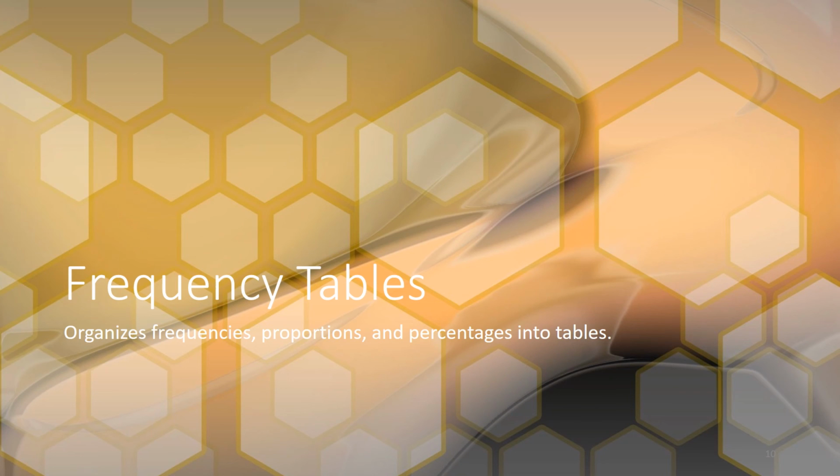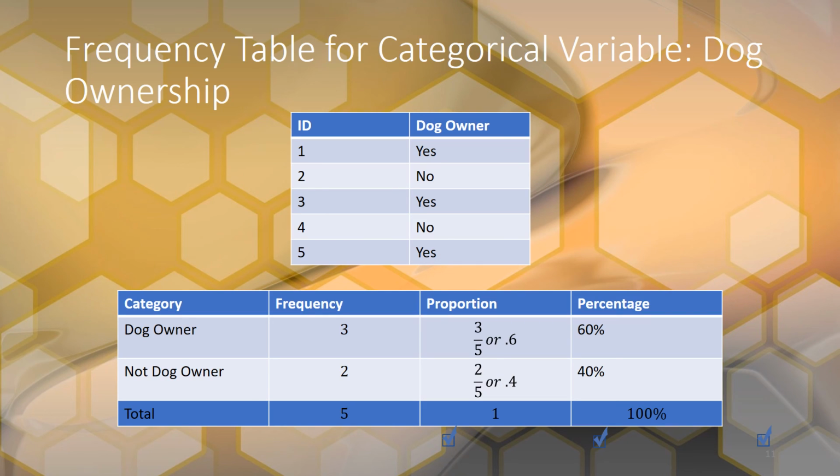Now we're going to talk about frequency tables. Frequency tables organize frequencies, proportions, and percentages into a nice little table. Here's a frequency table for our variable dog ownership. At the top is the original data. In the first column here, we have the category. So the variable can take on either dog owner or not dog owner. They said yes, they were a dog owner, or no, they were not a dog owner.